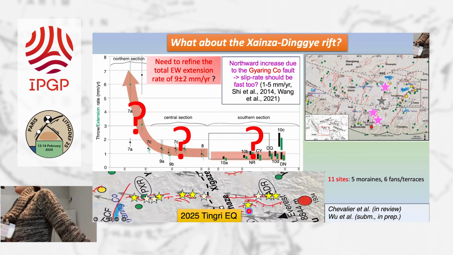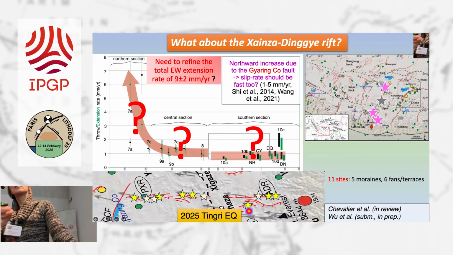So now what about the Xainza Rift? Do we also see a sudden rapid increase towards the north? That would be due to the Guerinzo fault, which is also a dextral fault here at the north. The rate along the Guerinzo fault is not as well constrained. It varies between 1 and 5 millimeters per year. So we don't know. So do we need to refine the total extension rates if that is not the case? So let's see. We have data in the southern part of the Xainza Dinggye Rift, including right there where the Tingri earthquake happened.